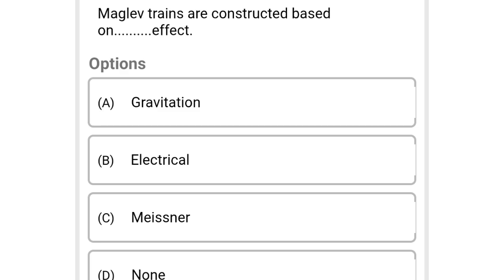Next question, maglev trains are constructed based on dash effect. Option A gravitation, option B electrical, option C Meissner, option D none. The correct answer is option C Meissner.